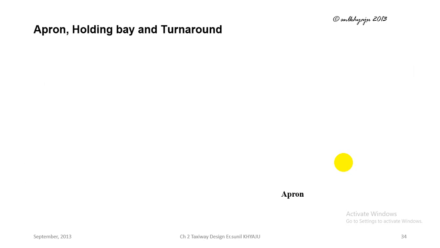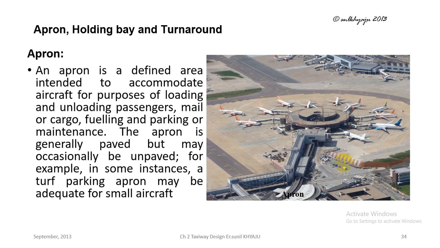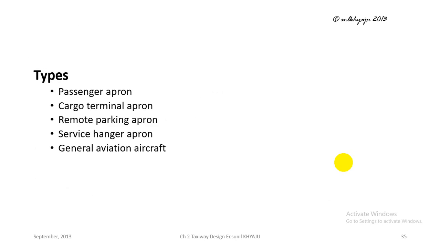Apron, holding bay and turnaround. Apron. An apron is a defined area intended to accommodate aircraft for purpose of landing and unloading passengers, mail or cargo, fueling and parking or maintenance. The apron is generally paved but may occasionally be unpaved. For example, in some instances, a turf parking apron may be adequate for small aircraft. And the types of aprons are terminal apron, cargo terminal apron, remote parking apron, service hangar apron, general aviation aircraft apron.